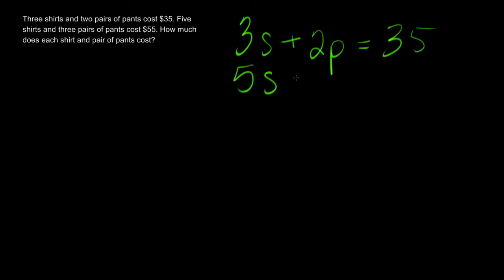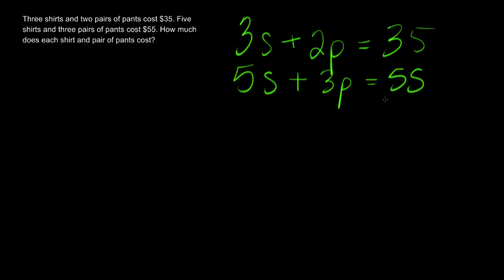I normally write it as I read it. For example, 3 shirts and 2 pairs of pants cost $35, while 5 shirts plus 3 pairs of pants cost $55. Notice, as I read the problem, I wrote the problem. How much does each shirt and pair of pants cost? Just keep in mind, S represents the shirts, P represents the pairs of pants.